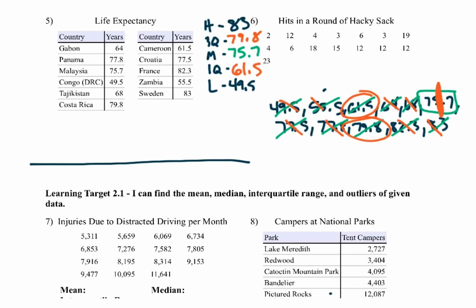Then we make our number line. So we start out here at 50, 60, 70, 80. Okay.